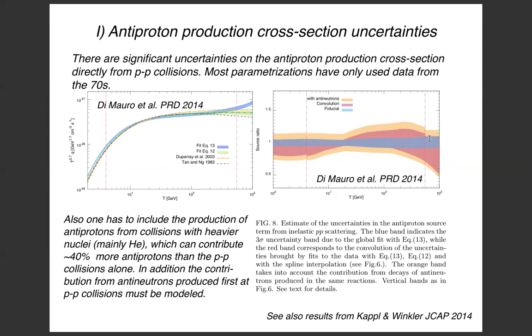Now, in addition to those uncertainties, one has to include the fact that while in experiments in the lab you observe antiprotons and your antineutrons are not going to decay, in the interstellar medium antineutrons are going to decay. So you have to include the contribution of antiprotons from the antineutron decay in the interstellar medium. In addition, you have to include the fact that collisions that can also give antiprotons include heavier nuclei. And the collisions including heavier nuclei, mainly helium, can be responsible for about 40% of the observed antiproton cosmic rays.